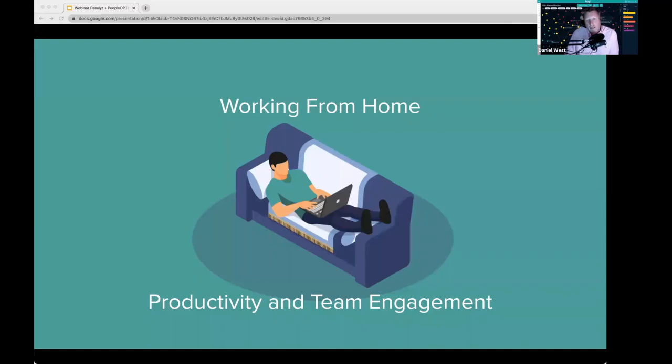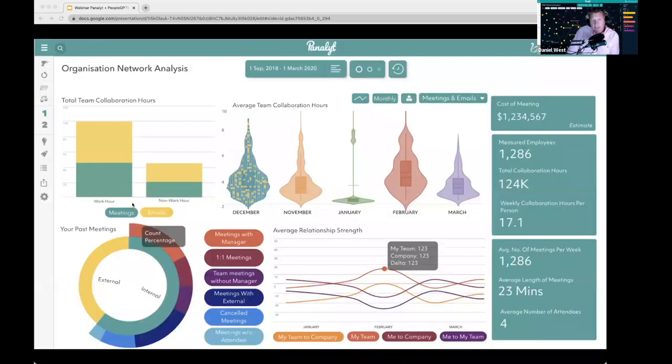Very quickly, looking at the working from home data that we've been able to make actionable for clients. We've looked at productivity in terms of the number of hours people spend on email and on chat. So we pull data from tools like Microsoft 365, G Suite, and Slack. We pull the metadata, so we don't look at content. We don't do sentiment analysis. We just look at who from, who to, and timestamps.